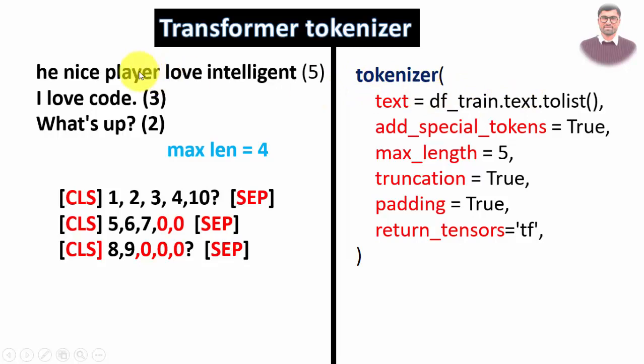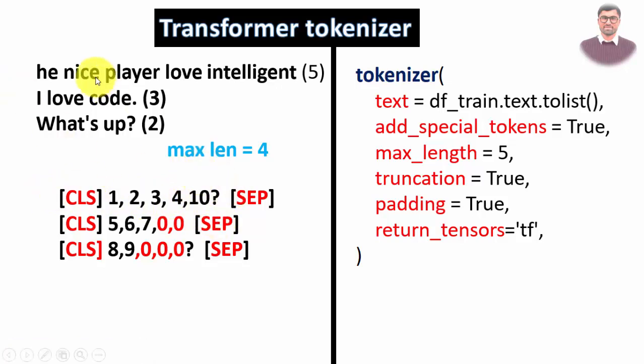This entire text will be converted into integers. Now what are these integers, and what are these zeros, and what are the CLS and this SEP? Let's see. First, this text will be converted into integers. Special tokens come with BERT models, or you can say large language models, and we add them before and after the sentences. There are two special tokens. CLS is mostly added before each sentence.